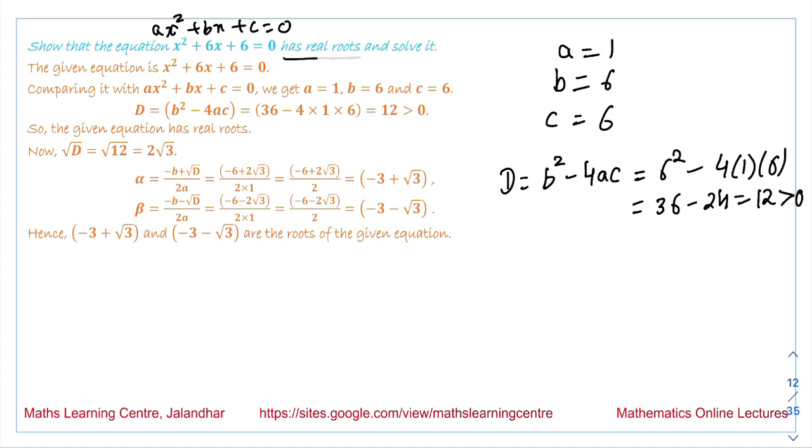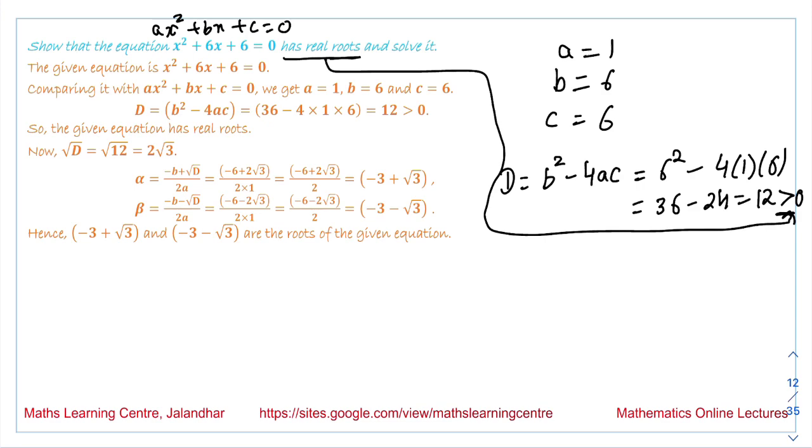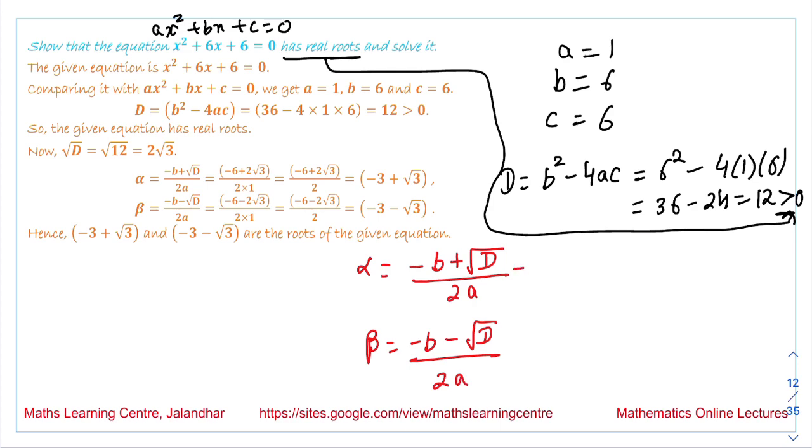So this is our first part. We have to show that it has real roots. So we are saying discriminant is greater than 0. It means this equation has real roots. Now we are talking about the roots. So the formula we have is minus b plus square root d by 2a, and the second root is minus b minus square root d by 2a.